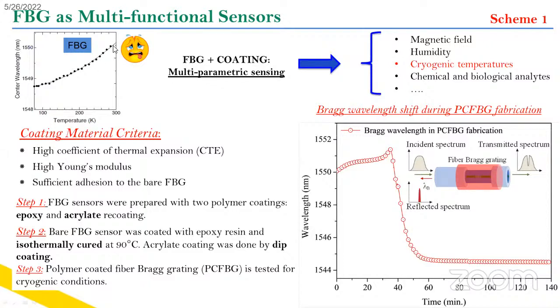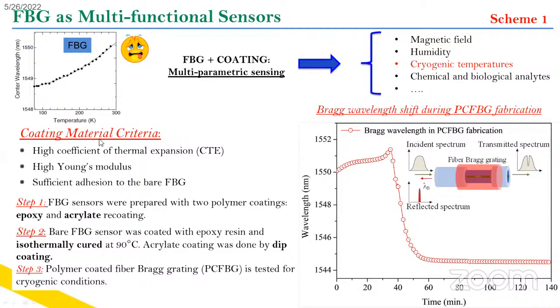But the sensitivity of this FPG is not very good. So in order to increase the FPG sensitivity, we use an additional coating. So FPG plus coating gives multiple parameter sensing. Here you can see FPG alone can measure temperature, but with the coating, it is able to measure magnetic field, humidity, cryogenic temperature sensing, chemical and biological analytes.